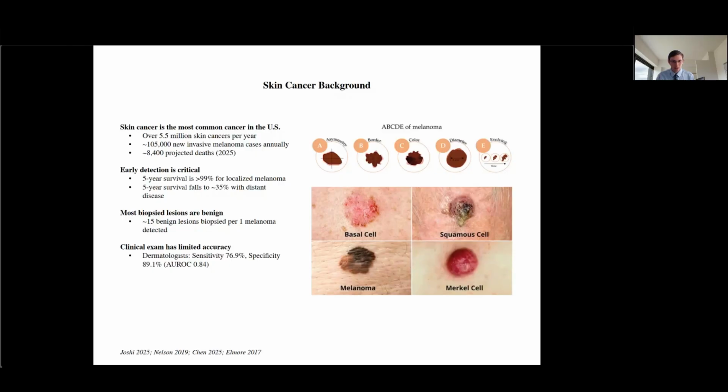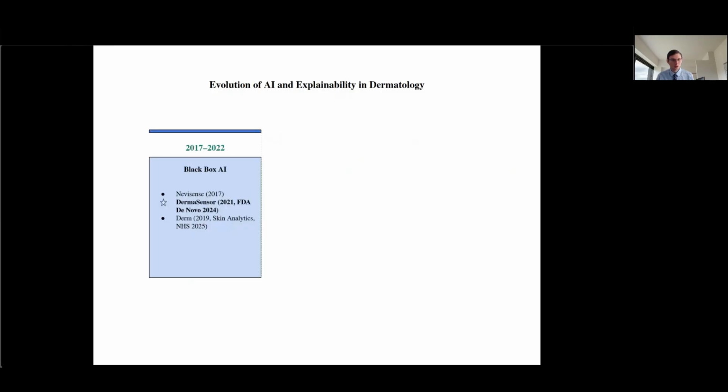Additionally, the clinical exam has limited accuracy. Although we're taught in medical school the A, B, C, D, E of melanoma, which you can see on the right, the sensitivity is not that great. For the dermatologist, it's 76% with a specificity of 89%. However, for the PCP, the sensitivity is much lower. It's around 37.5%. So there's a clear gap in knowledge and also in the ability to diagnose these specific conditions between the PCP and the dermatologists.